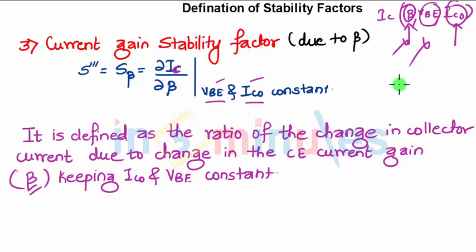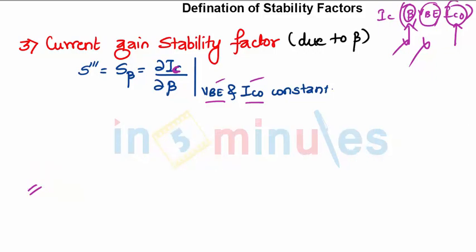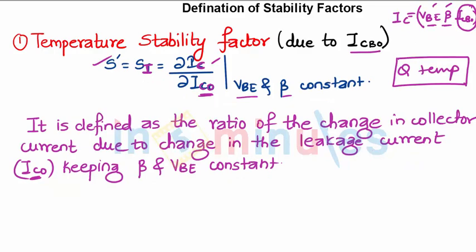Now coming to the conclusion, we have seen that the dependency of the change in IC with respect to ICO is more as compared to beta and VBE. So our more focus would be on this parameter SI, that is current stability factor, the change in IC because of change in ICO. So whatever derivations you will have will be basically on SI. They will give you the value of SI because the dependency on ICO is more as compared to the other two parameters. So we'll focus more on the SI or S dash parameter over here.